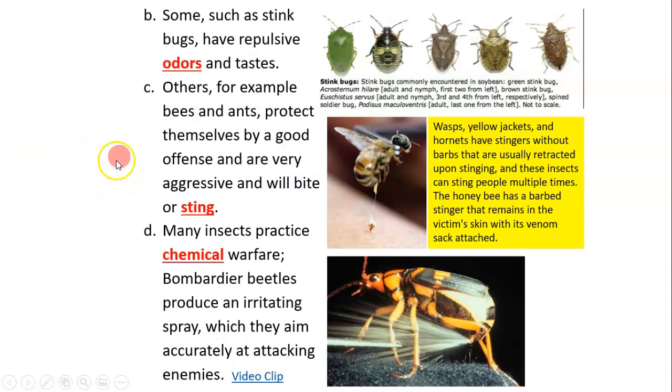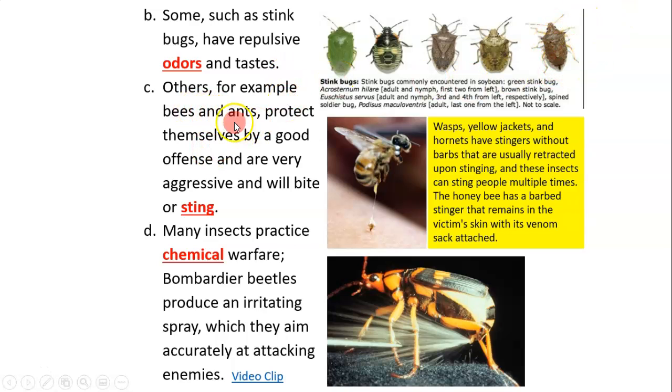Now, some of these insects, like stink bugs, have repulsive odors and taste. We have a few of these stink bugs in Utah. We have these little green guys right here, and we also have these little brown guys down here. And so you'll see them. These brown ones are really common.